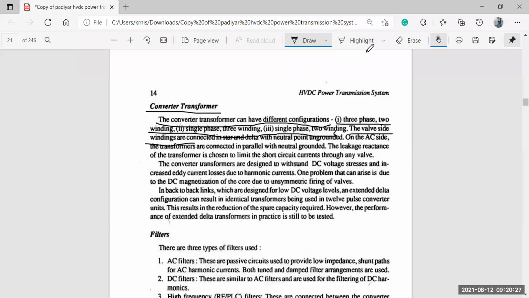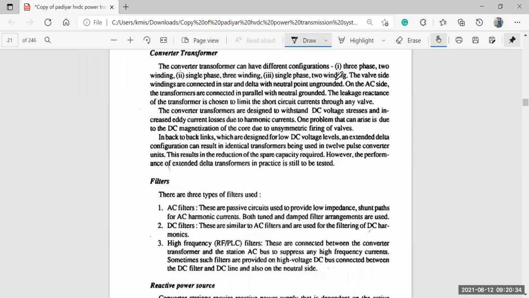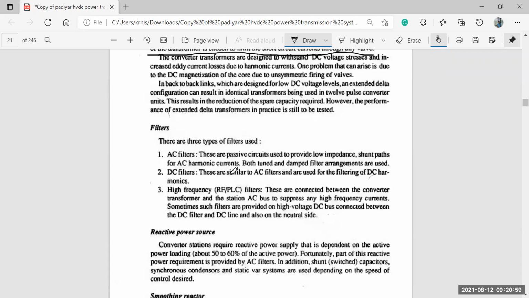So there would be very less chances that anyone could detect any single mark from your account. The valve side windings are connected in star delta with neutral point ungrounded. On the AC side, the transformers are connected in parallel with neutral grounded. The leakage reactance of the transformer is chosen to limit the short circuit currents through any valve. So that is the functionality over here.